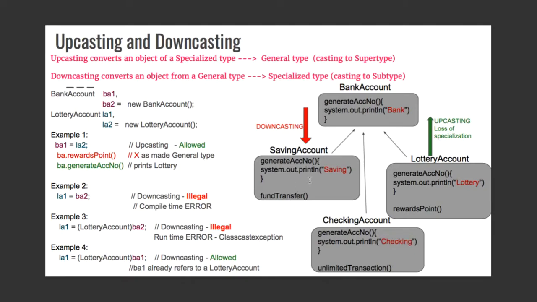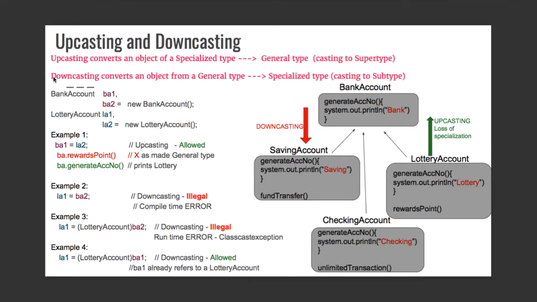Apart from having the functionality of a parent class, they have an additional specialization. Like if you look at the saving account class, it can perform an additional duty of fund transfer. Similarly, checking account can do unlimited transactions and lottery account can give reward points. When you are doing upcasting, you are actually casting your subtype to supertype. You are making your specialized object a general one. Upcasting occurs with loss of some specialization. We'll see that in detail with an example.